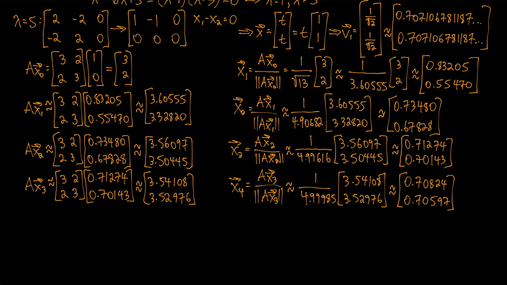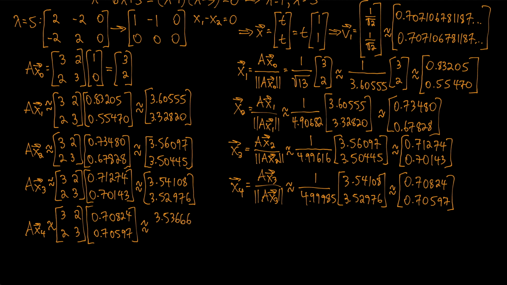And for our last one, Ax4, again [3, 2; 2, 3], and multiply by [0.70824, 0.70597]. We get [3.53666, 3.53440].